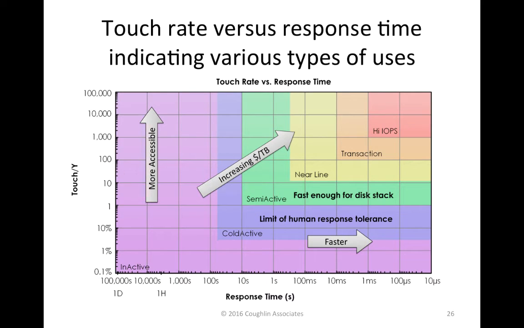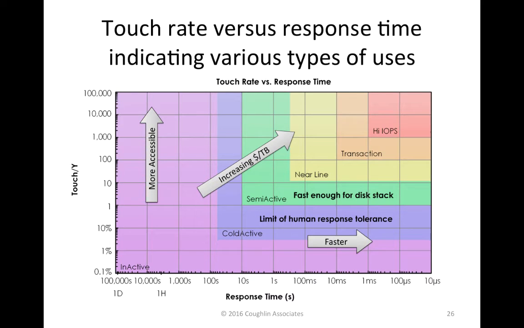Then we're into a transaction region where we're not quite as fast as able to access everything as the high IOPS region, but still pretty quick. Going down towards the lower left, we then are nearline, what's called a semi-active, a cold active, and then an inactive region. So this is a way of thinking about different applications in terms of these important metrics of touch rate and response time.